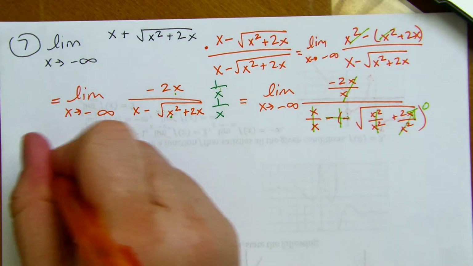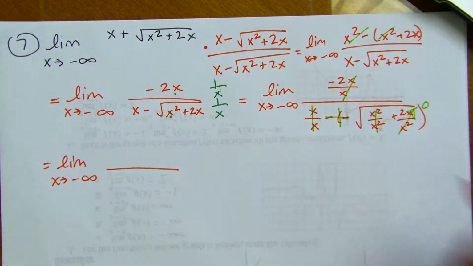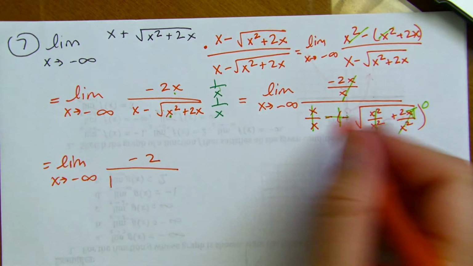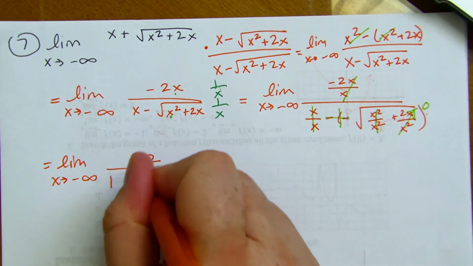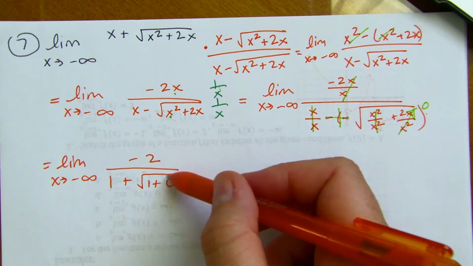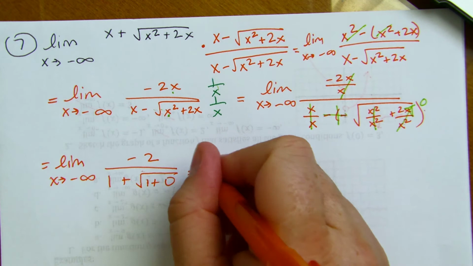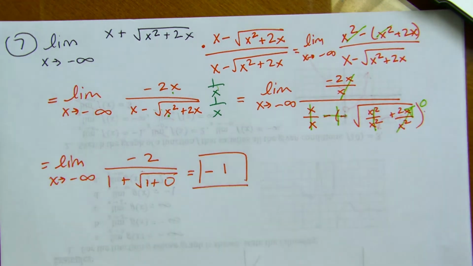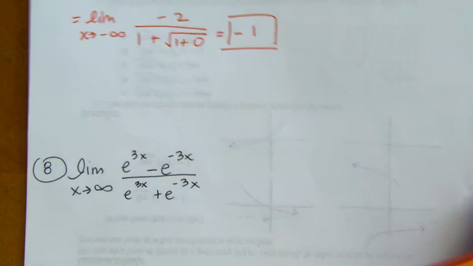So what we're left with then is the limit as x goes to negative infinity. On the top we have negative 2. On the bottom we have 1 plus, and then here this is 1 plus 0. Well, the square root of 1 plus 0 is 1, square root of 1 is 1, 1 plus 1 is 2. So negative 2 divided by 2 is negative 1. Okay. So a lot of little kind of tedious things with that problem. And the next question looks a little bit different.